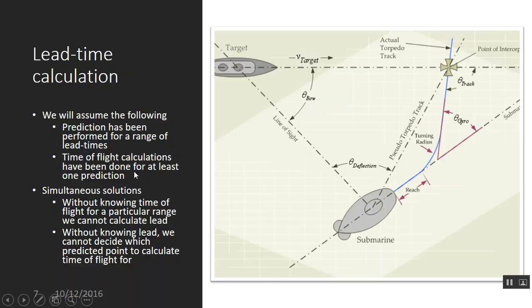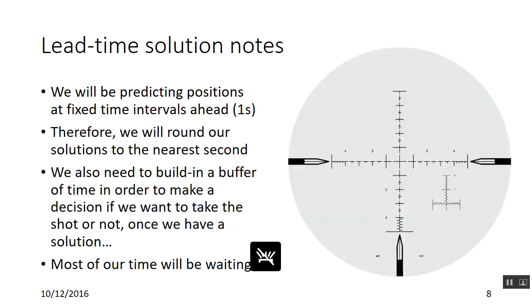So make sure I covered everything here. I just like the picture, but the target's a boat, and this one is launching a torpedo, and so they're plotting a solution to the impact point there. Without knowing the time for a particular range, we can't calculate lead, but without knowing lead, we can't calculate the range. All right, so we know that we're going to be producing predictions in a fixed time step ahead.